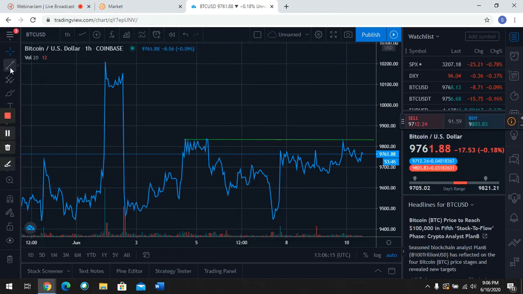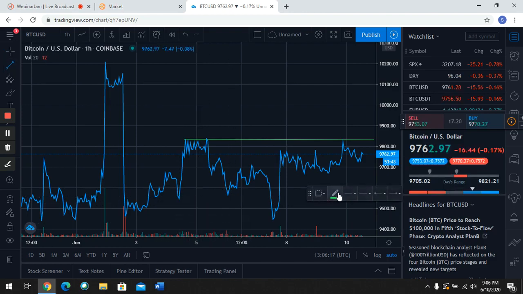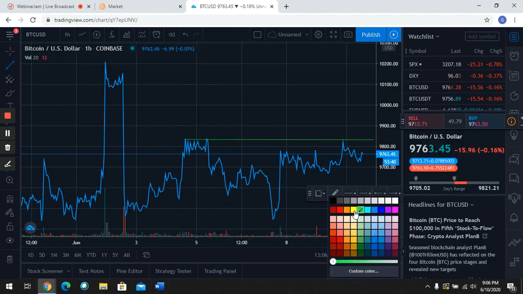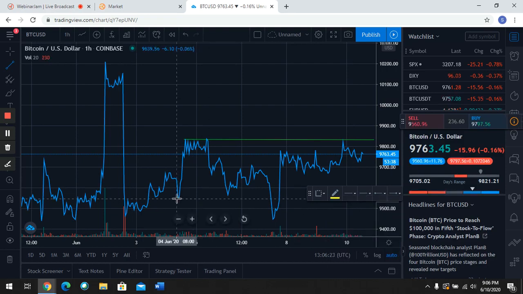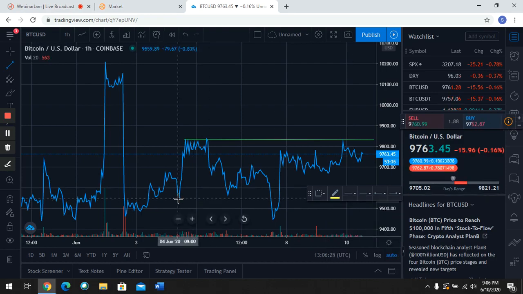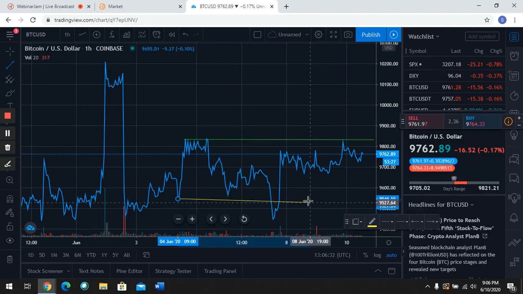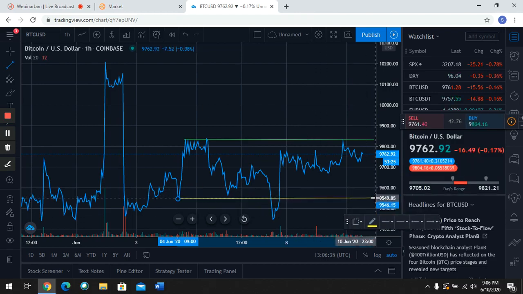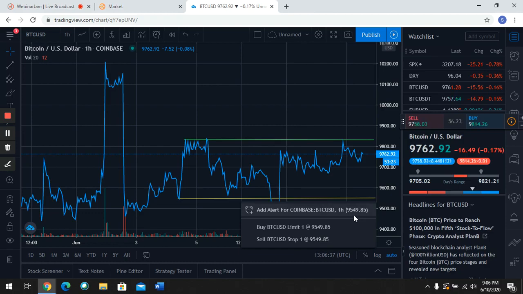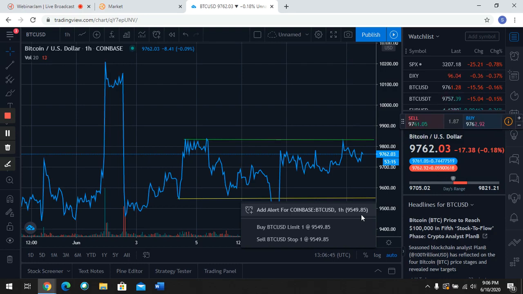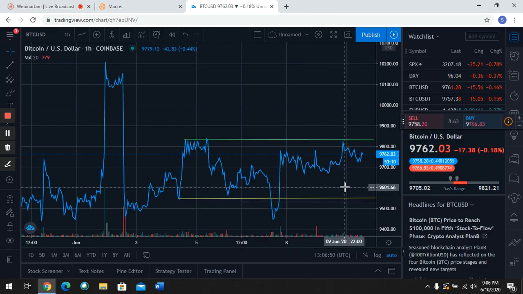All right. So let's change the color to, let's take yellow then. Okay, this is our first point of support level. So I'm going to draw all the way to this line here. Okay, now we got ourselves at 9549.85. So let's make that 9550, right? So let's put that as our first support level.